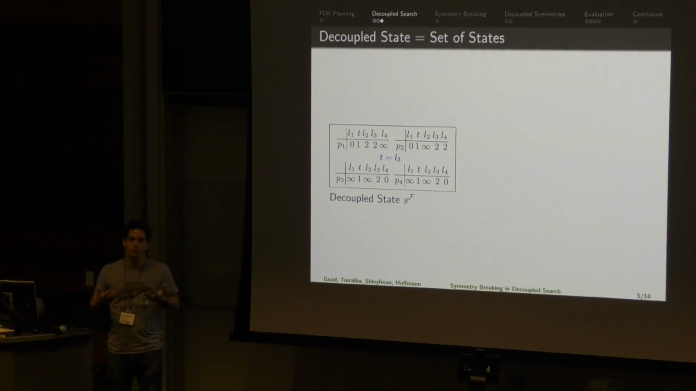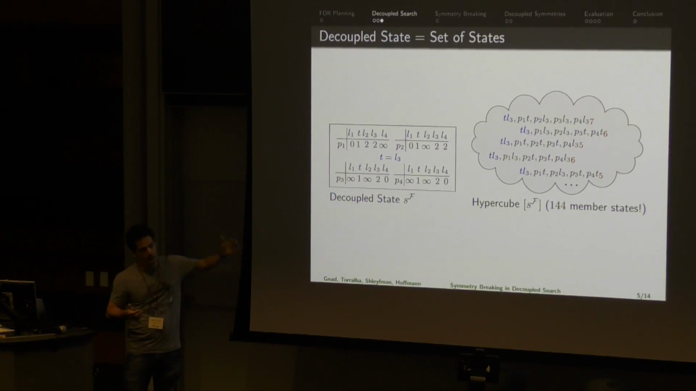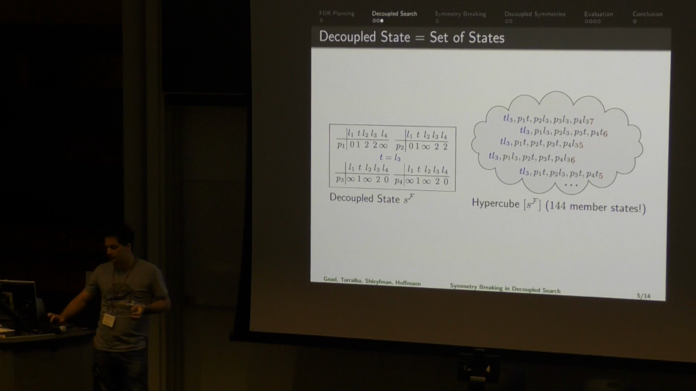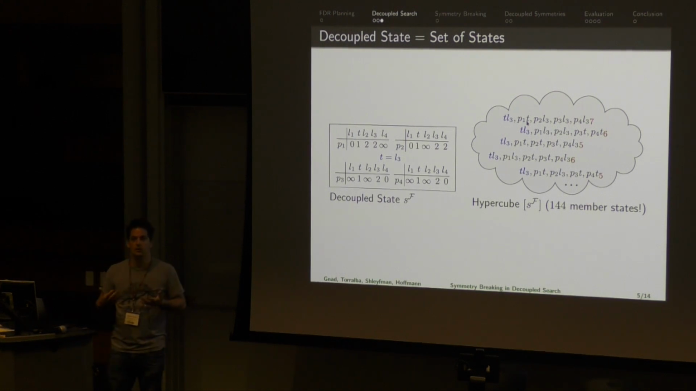Now, one way to view such a decoupled state is basically as a set of states. And here we really have to enumerate all possibilities, which is really 144 different states that are encoded into this one decoupled state here. And how do we get there? Well, all of those states have the same center, so the truck is always at L3, and now we enumerate all possibilities across all the packages.